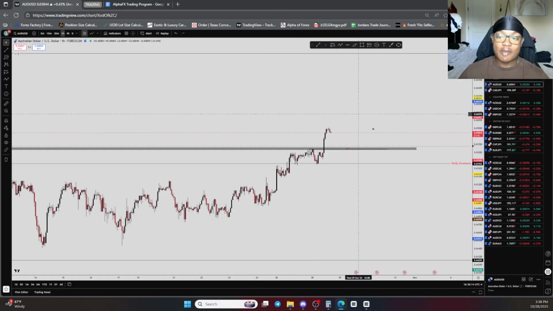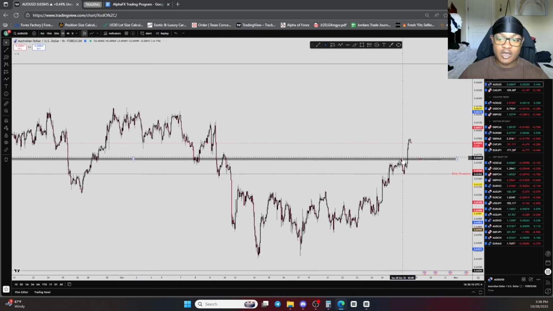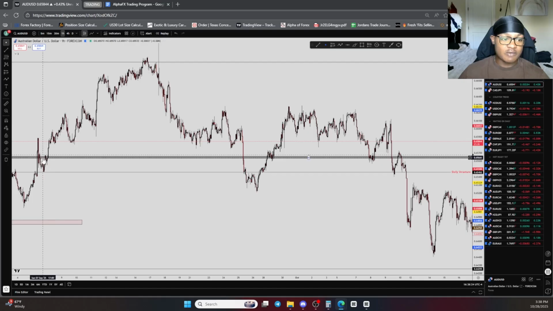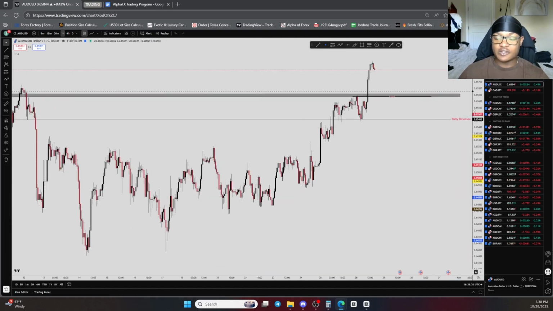This is when we grab that box tool, we mark off the zone, and we count the number of rejections. We have 1, 2, 3, 4, 5, 6, 7, 8, keep going, 9, 10, 11, 12, multiple signs of rejections towards this area of interest, which is good.